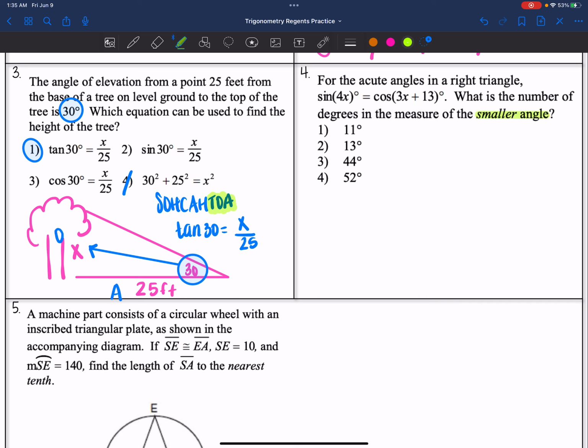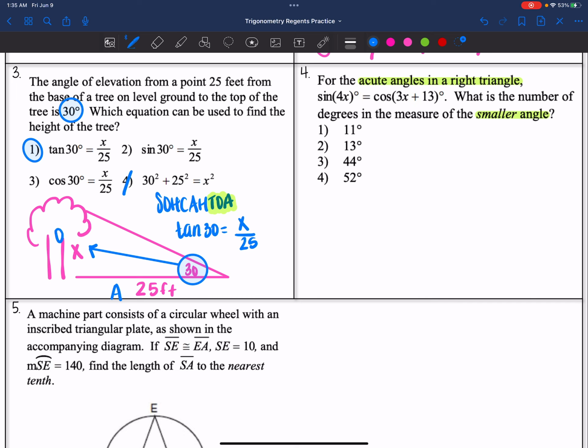So we know that we have acute angles in a right triangle. Acute angles in a right triangle are complementary. That means that those two angles add up to be 90 degrees. So let's take a look at the options before we do any math.